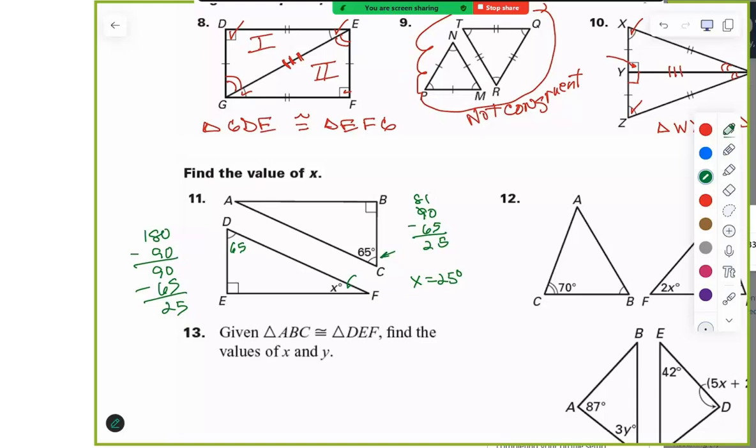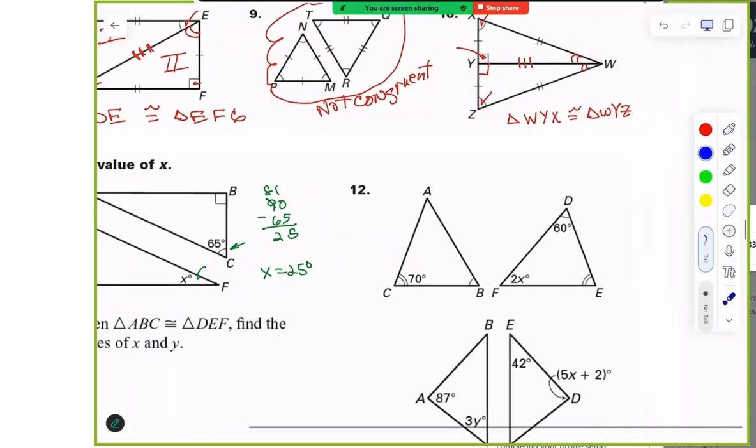Okay? So either use the fact that the two acute angles, which are this one and this one, in a right triangle are always going to be complementary, which means they sum to 90, or you can say the three angles in a triangle always sum to 180. Either way, you'll get 25 for an answer. Okay, look at the markings and fill things in.